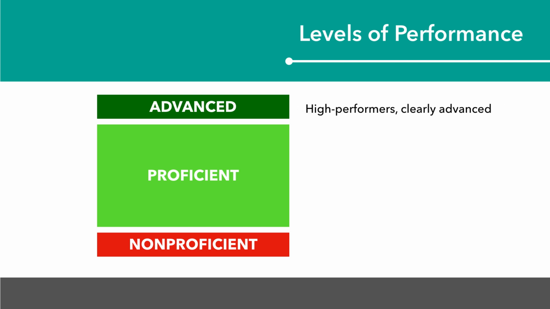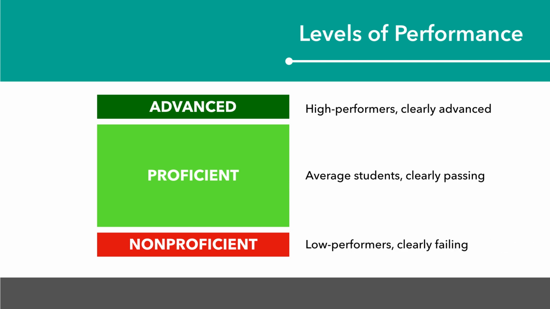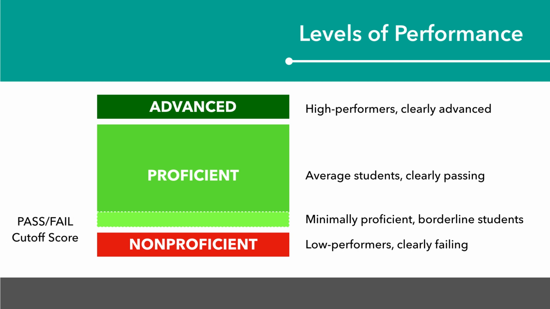In the middle are the bulk of your students. They are proficient. These are the average students. At the bottom are the non-proficient students. These are your clearly failing students. What we're interested in for the workshop are the minimally proficient students who have achieved just enough to pass the test.